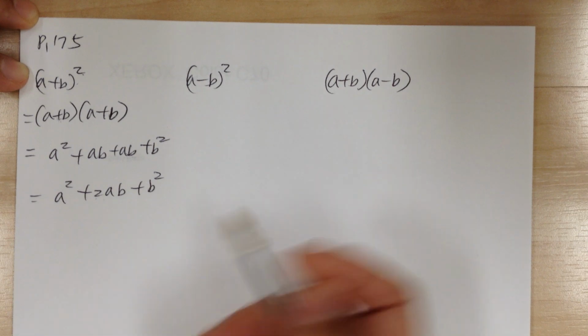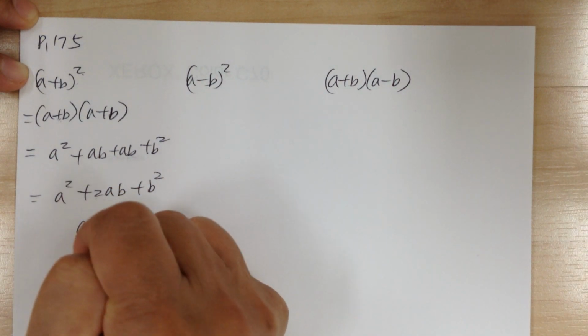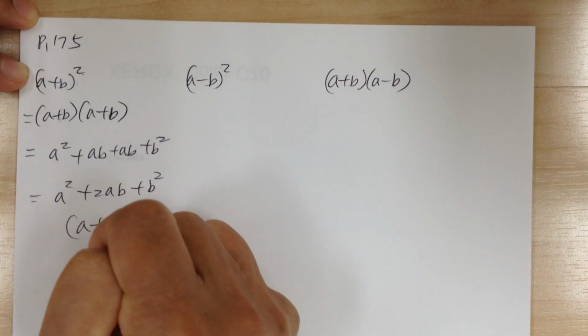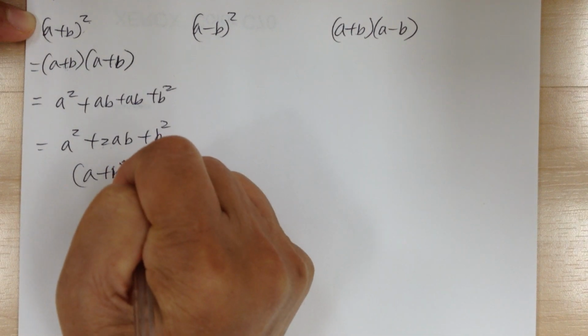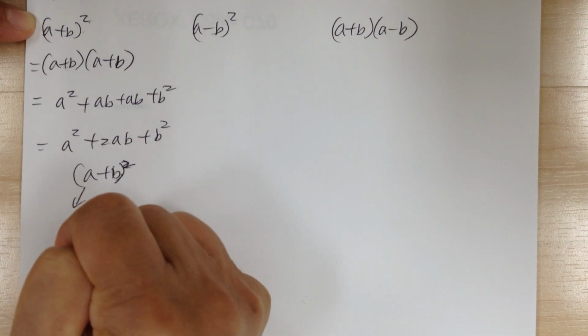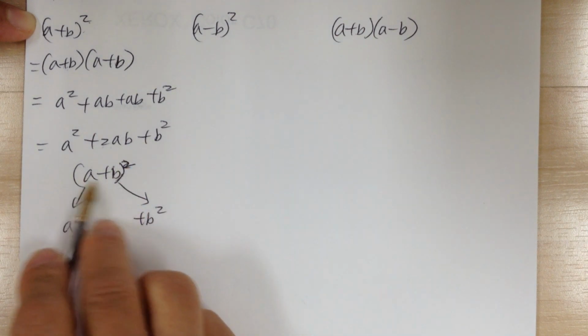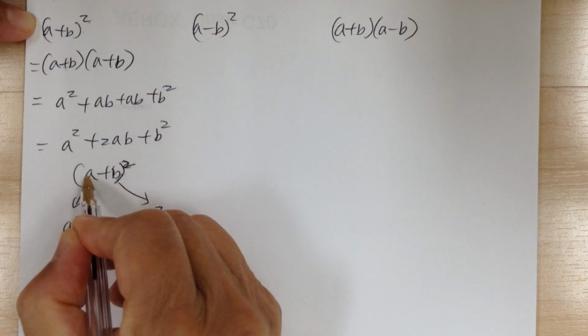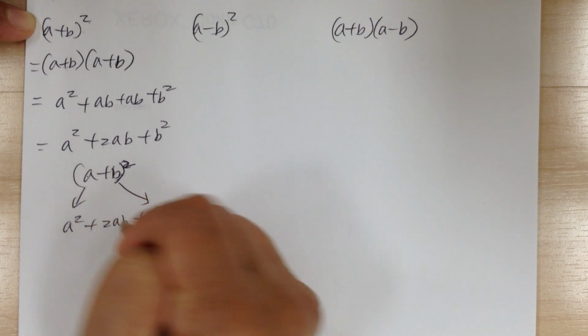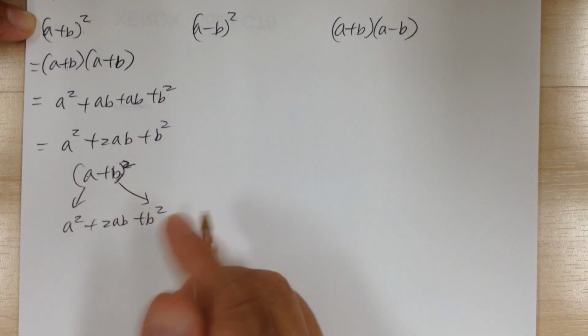Okay? So the shortcut is, if you have a plus b squared, okay? So what you want to do, you're going to square this one, and you square this one, and the middle would be just 2 times these. Okay, so 2 times a times b will give you plus 2ab. Okay? So that's a way to remember.